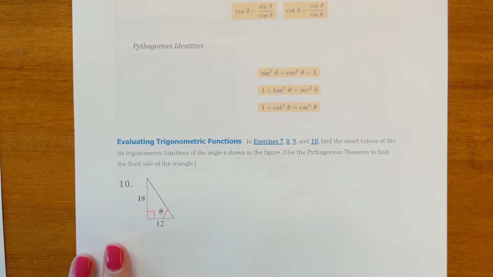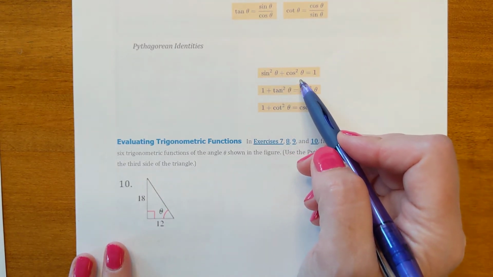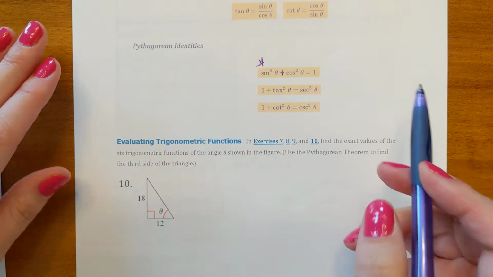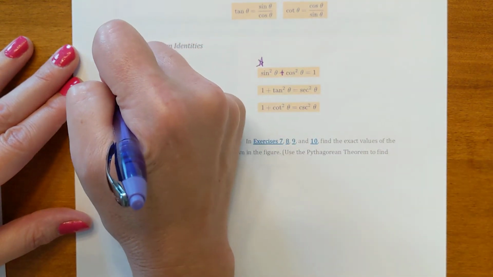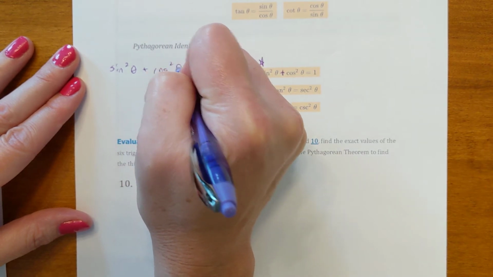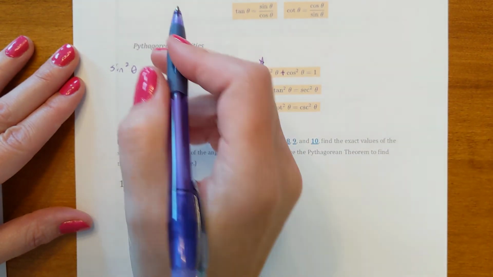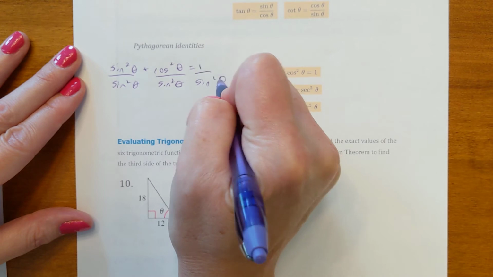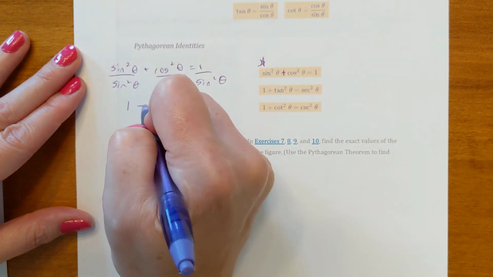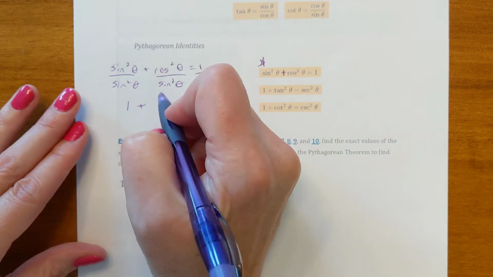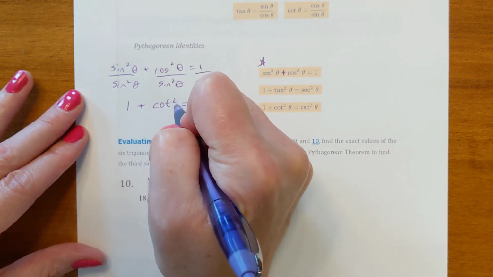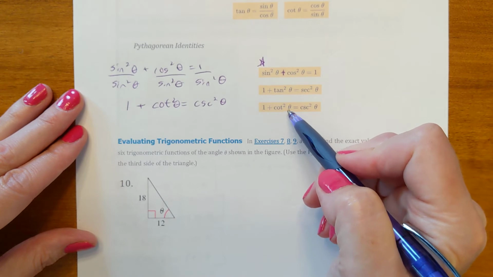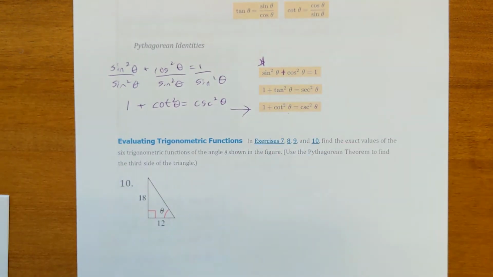And then these are new today. The Pythagorean identities: sine squared plus cosine squared is equal to 1. If you know this fundamental one, you can generate the next two. So if you know that sine squared plus cosine squared is equal to 1, and you take and divide everything by sine squared, sine squared divided by sine squared is 1, and then cosine squared divided by sine squared is cotangent squared, and then 1 over sine squared is cosecant squared. So that gives you the one right here. 1 plus cotangent squared is equal to cosecant squared.